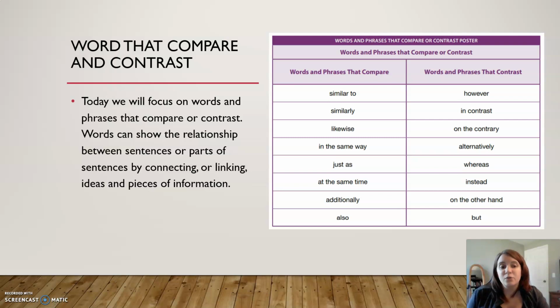Now, words that contrast, remember, contrast is differ, how they're different. We might say, however, in contrast, on the contrary, alternatively, whereas, instead, on the other hand, and but. Again, this is not limited to just these phrases, but these are ways of writing a sentence that can compare and contrast within the sentence without having a Venn diagram and things like that. You can actually compare and contrast within a sentence.